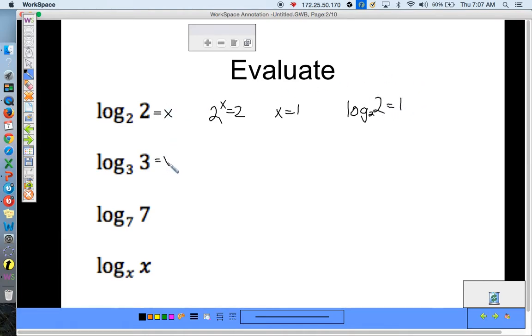Well, what about this one? We need to figure out what it is. So we got 3 to the x equals 3. Well, that means it would be 1. So log base 3 of 3 equals 1. Well, I bet you can guess here, 7 and 7, well, that's going to be 1. And this will be 1. So if those two numbers are the same, it's got to be 1 here.